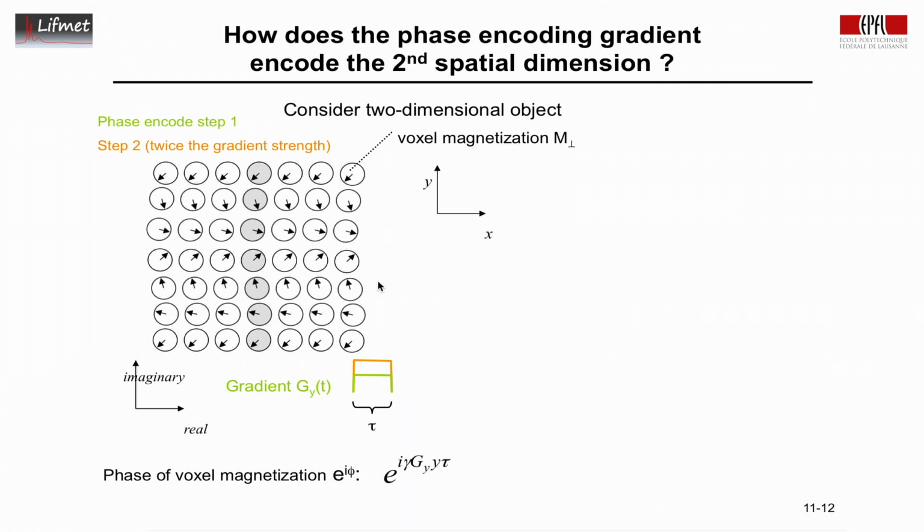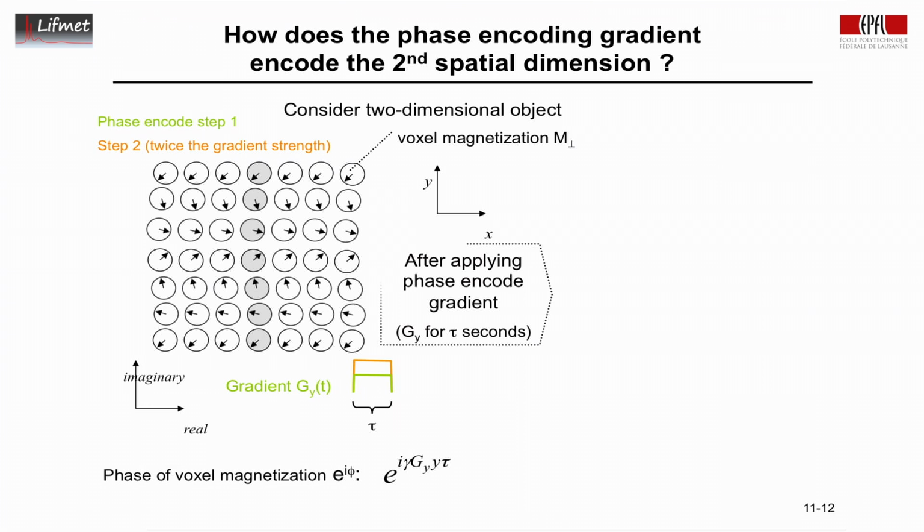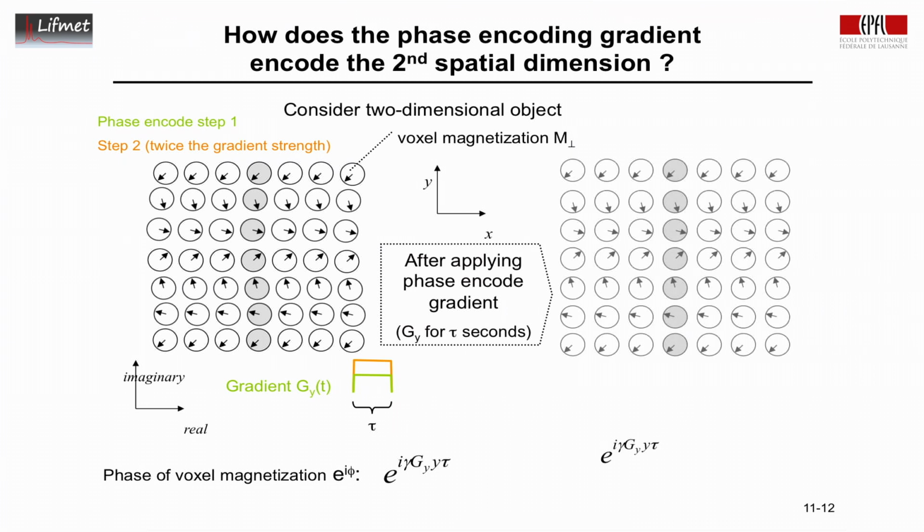So if we look at a given voxel, its phase is given by the position along Y, the duration tau, and the gradient Gy. So the phase here is given by this term. That's what has happened after applying this gradient Gy for a duration tau. Now after applying this phase encode gradient, Gy, for tau seconds, we have this phase term here. I'll rewrite this here. This is the situation that we have.